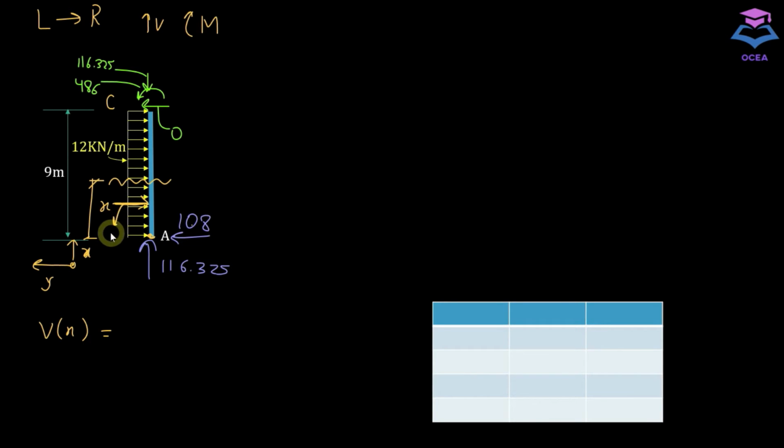This resultant point load will be equal to the area of this UDL before this section, so this is going to be equal to 12 into x. Since this 12 into x is going towards the right, or in the negative y, this is going to be negative, and 108 is going upward. Since, if you're solving from left to right, shear force is positive going upward, 108 will be positive in this case.